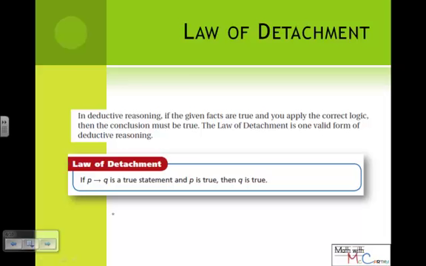For example, if I tell you if it's raining, then the ground is wet, and then somebody runs in and says it's raining, the only logical conclusion that you can draw is that the ground must be wet. So that's an example of the law of detachment, which is a valid use or form of deductive reasoning.